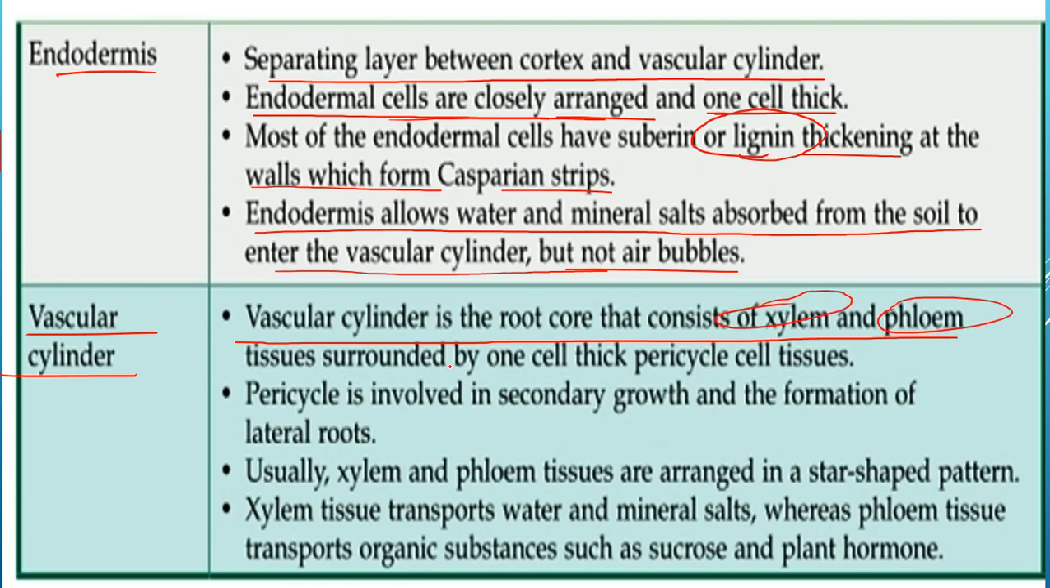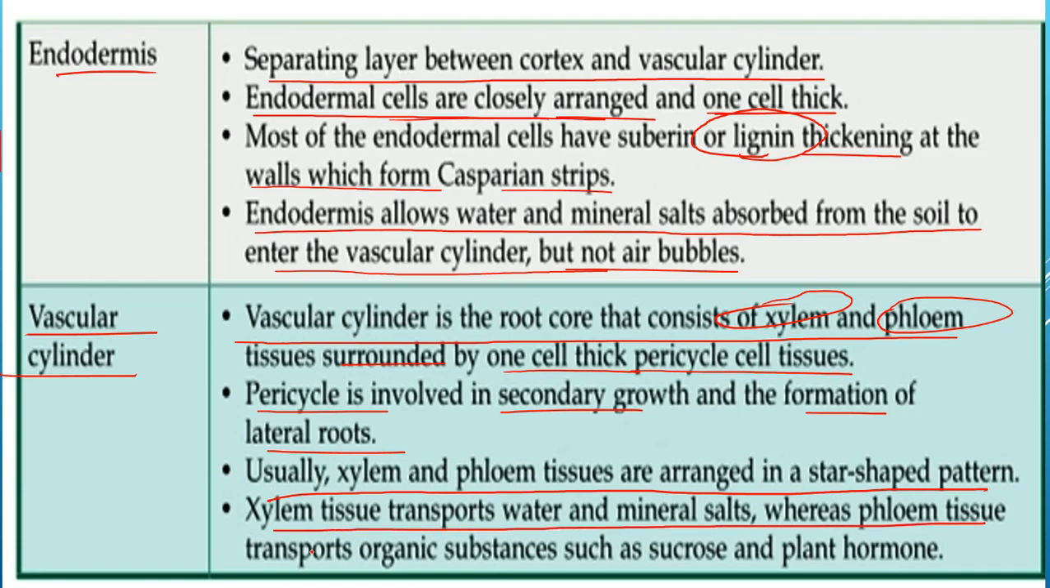Okay, dia surrounded by one cell thick pericycle cell tissue. Pericycle di sini is involved in the secondary growth and also in the formations of lateral roots. So usually xylem and phloem tissue are arranged in star-shaped pattern. Xylem tissue transports water and mineral salt, whereas phloem tissue transports food lah, organic substance such as sucrose lah, and also plant hormone.